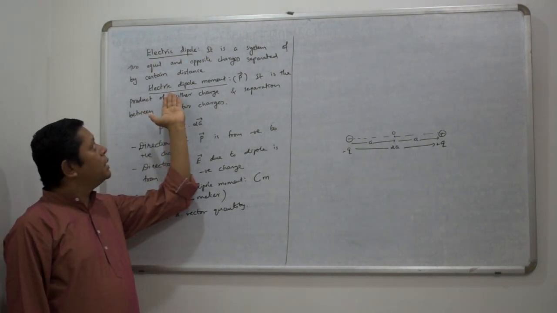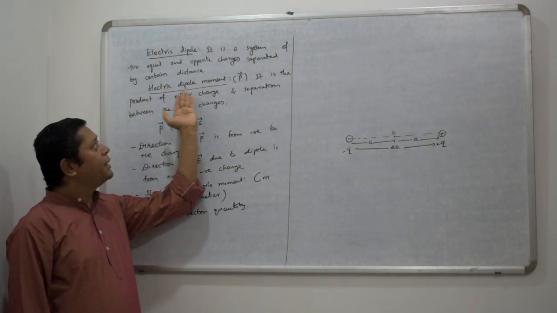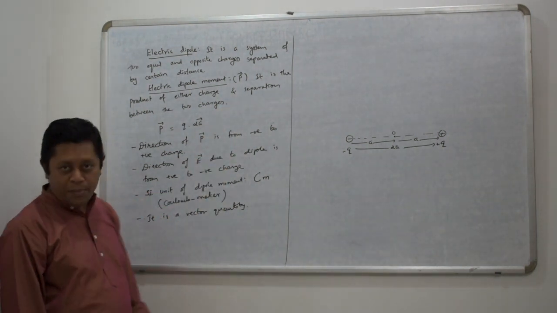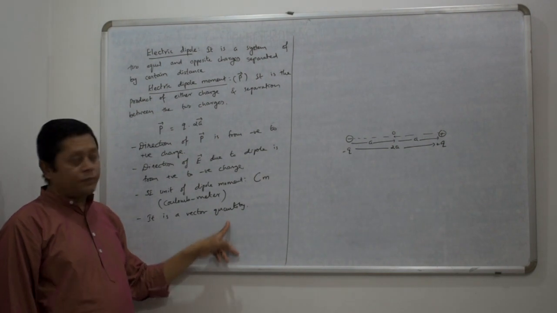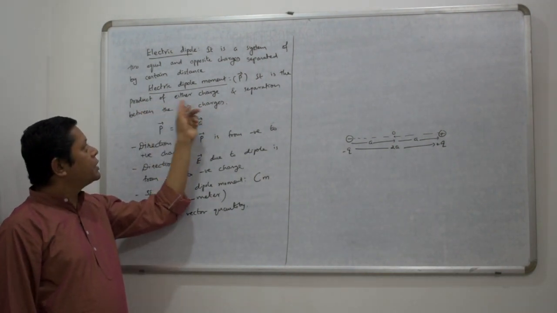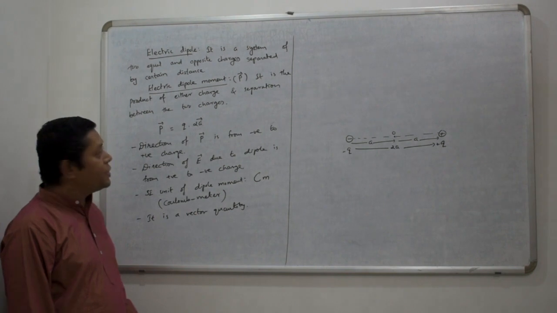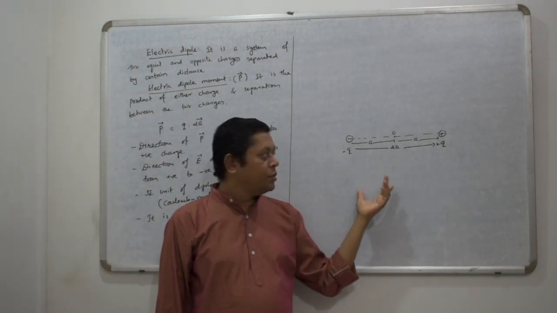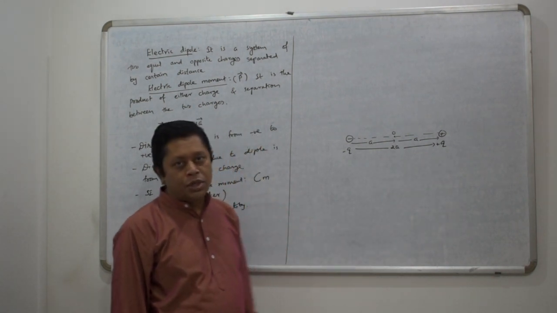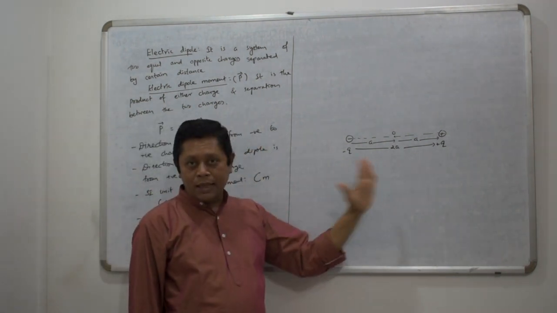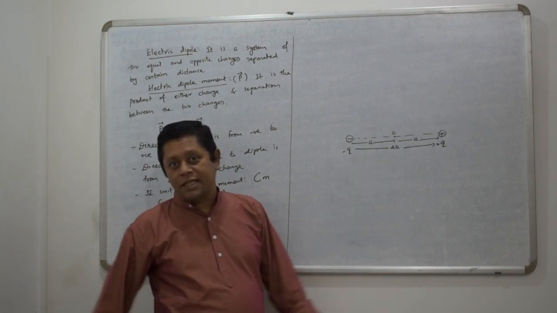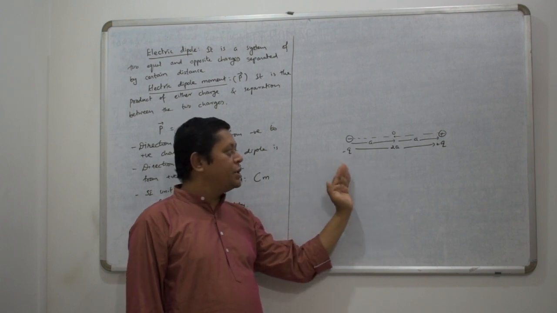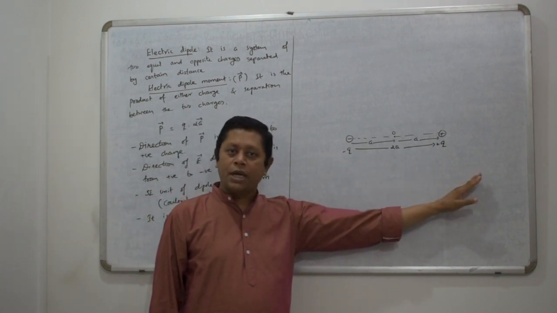Another quantity related to it is the electric dipole moment, represented by the symbol P. It is a vector quantity and it is defined as the product of either charge and the separation between the two charges. Here both charges have magnitude Q, and the separation between them is twice A. Charge is a scalar quantity, but the separation, taken as a displacement, has a direction that is considered from negative to positive charge.